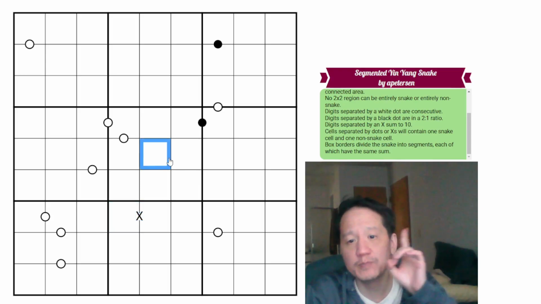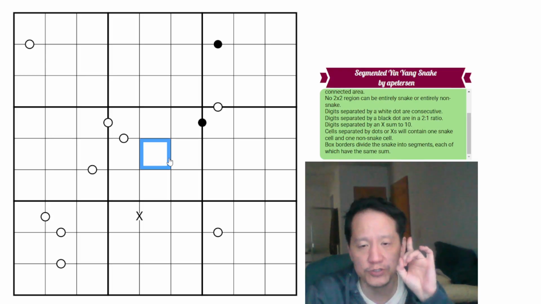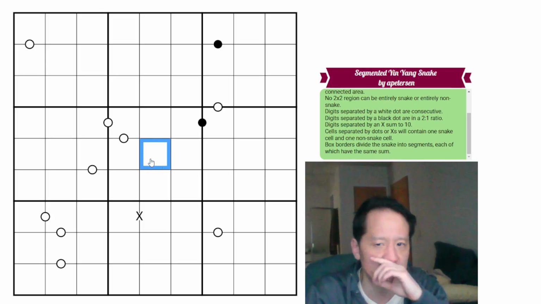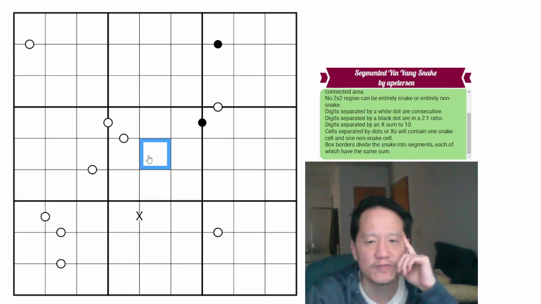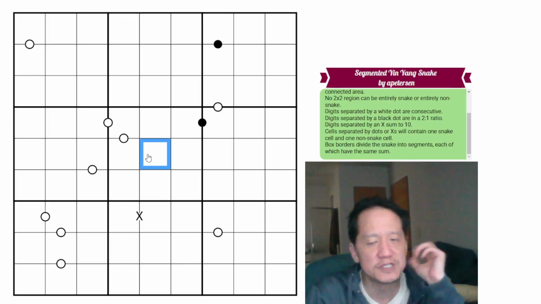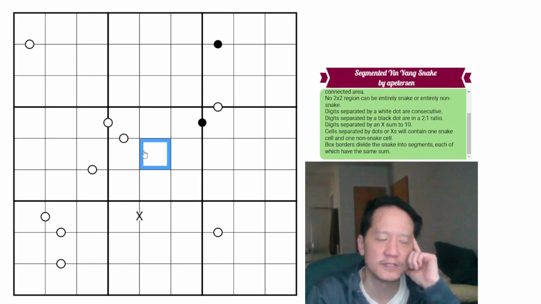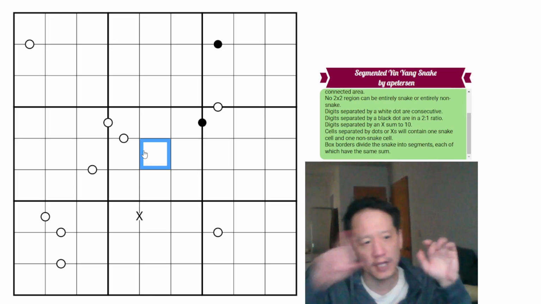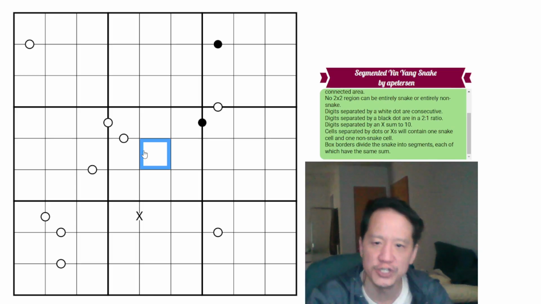And box borders divide the snake into segments, each of which has the same sum. So this is a segmented part of it, and this is normally called a region sum line. So the snake acts as one large region sum line.